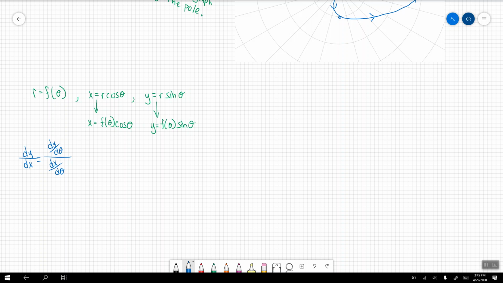Now again, what you're going to see here is that both of the thetas are going to cancel, which means we're still only going to get dy dx. So we're going to have to go through that. In order for us to get this numerator, we're going to have to differentiate y.